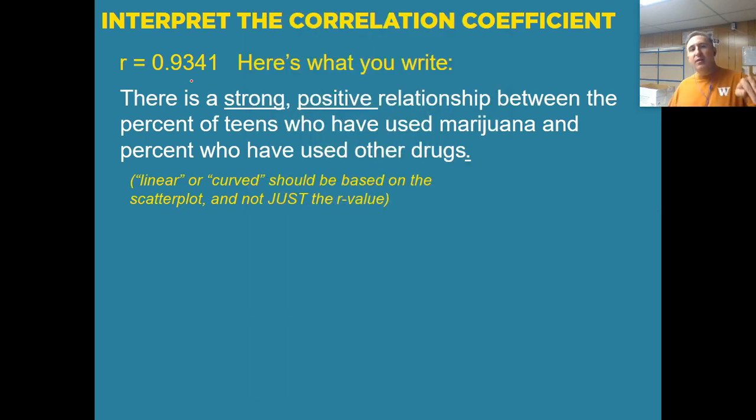So if we see an R value like that, and we look at the scatter plot and we think, oh, that's a linear relationship, then we would say there is a strong positive linear relationship between the percent of teens who use marijuana and the percent who have used other drugs.